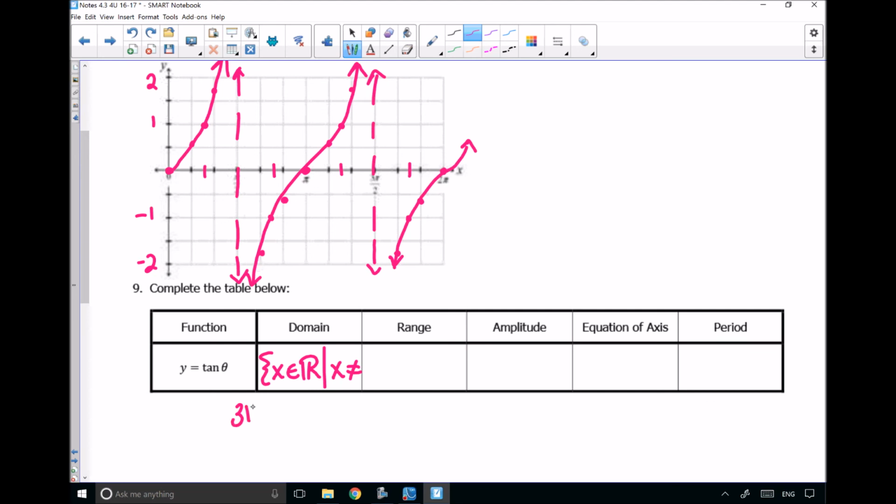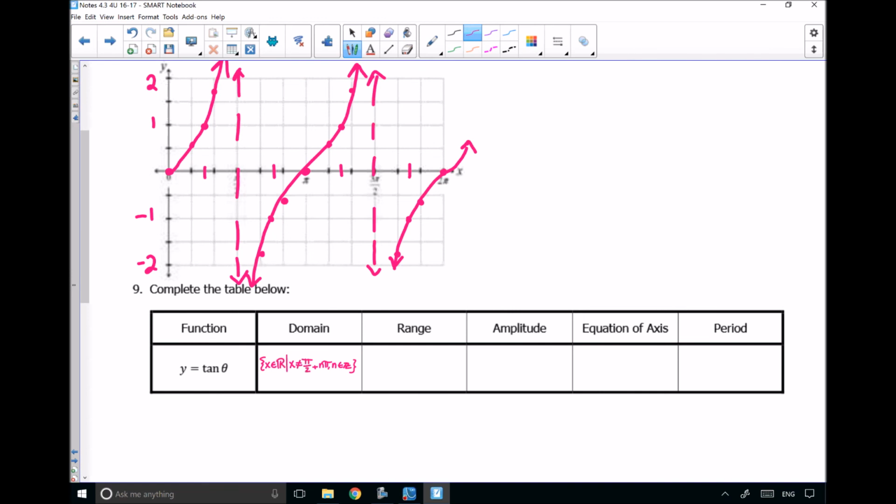So we'll say x is an element of the reals, except x cannot equal. So let's see if we can get a pattern. It's not pi over 2. It's not 3 pi over 2. It's not 5 pi over 2, 7 pi over 2, so on and so forth. So essentially you're starting at pi over 2 and adding a pi multiple times. So we're going to say x can't be equal to pi over 2 plus n pi, where n is an element of the integers. For my range, I can see that my graph is going to go from negative infinity to positive infinity. So I can say that my range is y is an element of the reals.